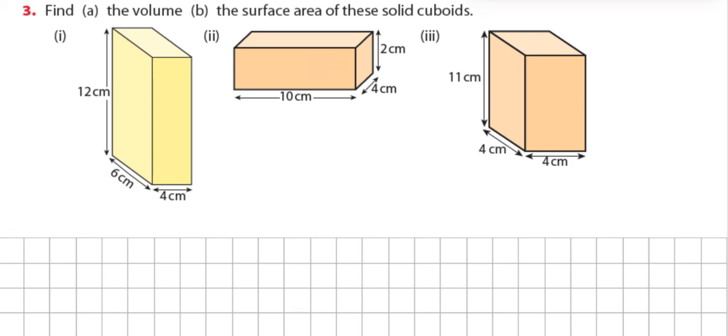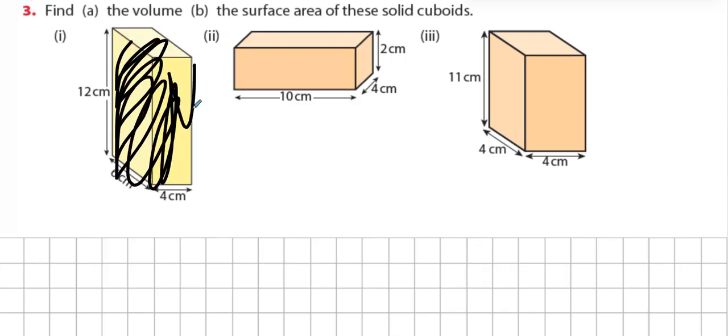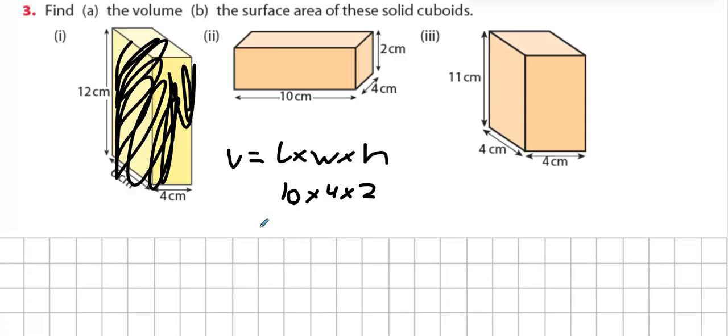Okay, so what I'm going to do is I will do question 2 here, okay? Everybody have question 2? How did you get volume, lads? How do you get the volume of something? Length by width by height. So how do you do 10 by 4 by 2? What do you get? Anybody? 80 centimeters cubed.